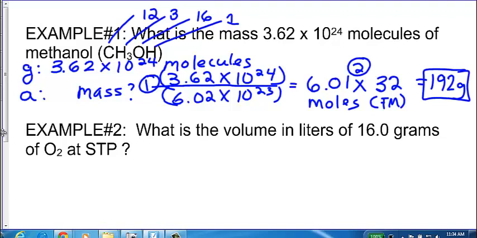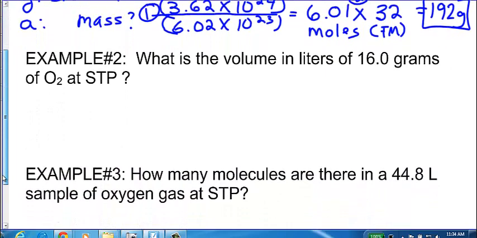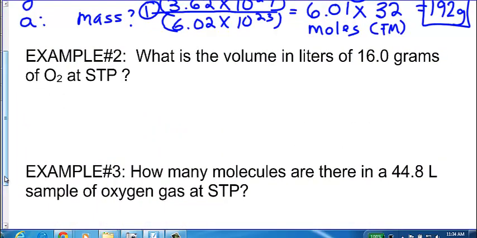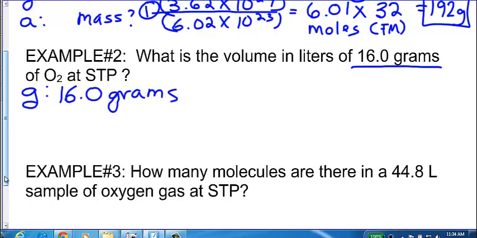I'll do one more example here with you. In example number 2, you are given 16 grams, and they are asking you for volume. Now notice, we have oxygen gas at STP, so we can use our volume relationship. Also notice what word is missing. They did not give you moles, they did not ask you moles. So it's a 2-step problem.